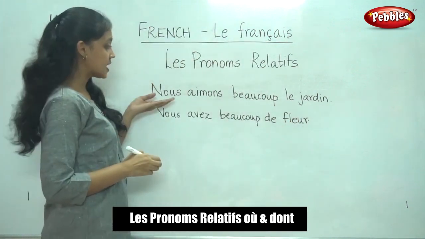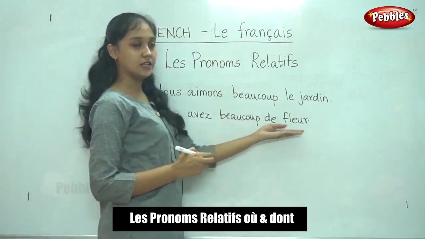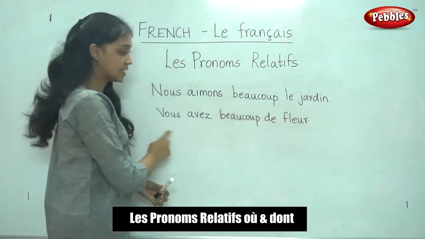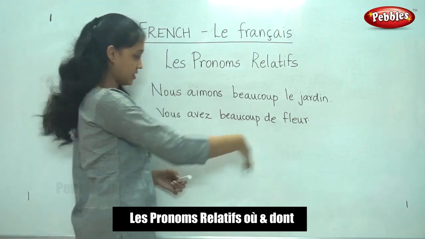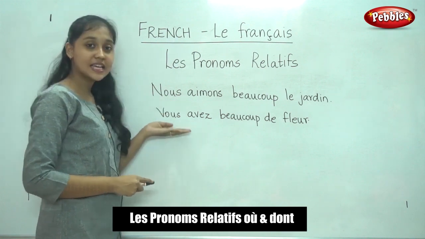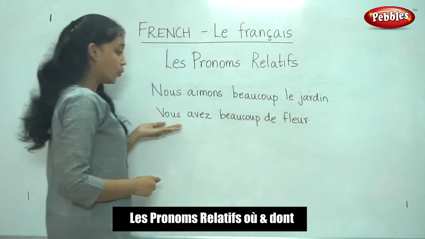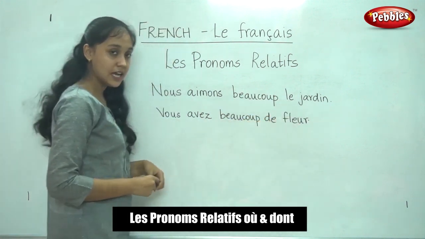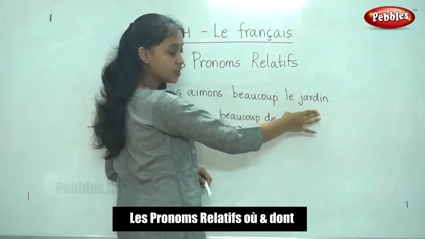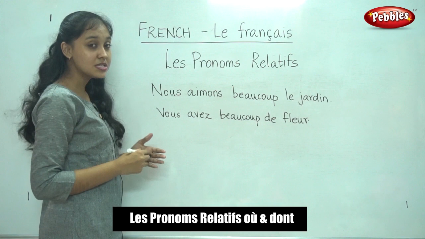So the sentence is, nous aimons beaucoup le jardin. Vous avez beaucoup de fleurs. We love the garden. It has a lot of flowers. Now we are going to join these two sentences. What would we say in English? We love very much the garden which has many flowers. Now, the word which here is used to denote the garden. So, it is a place. So, when we denote a place in French, we use ou.